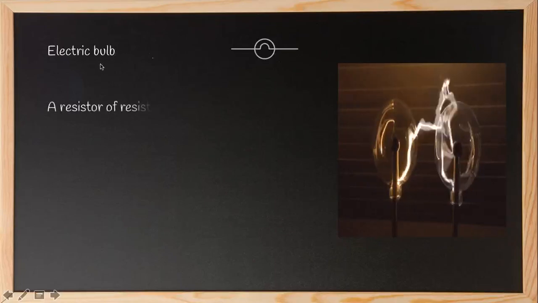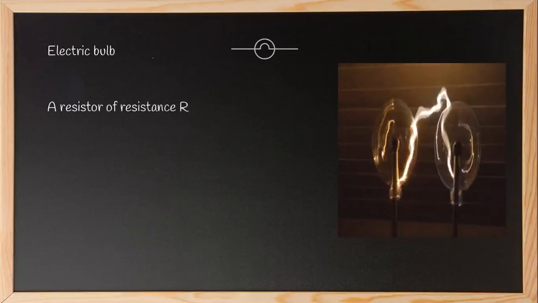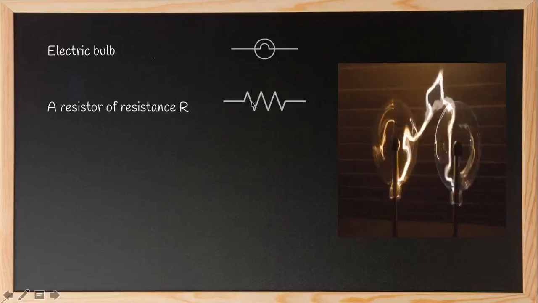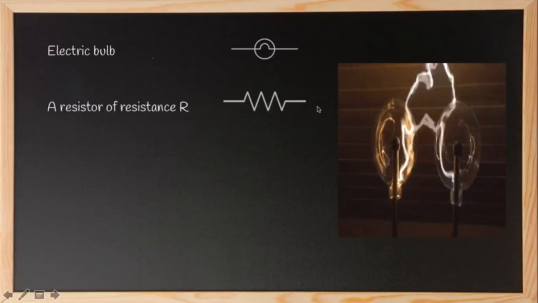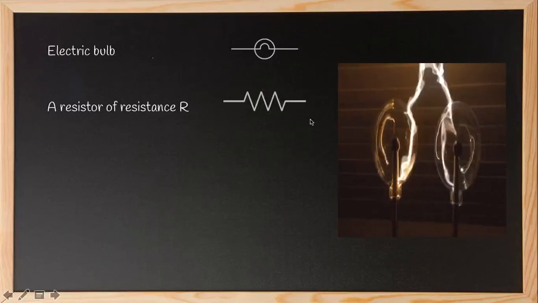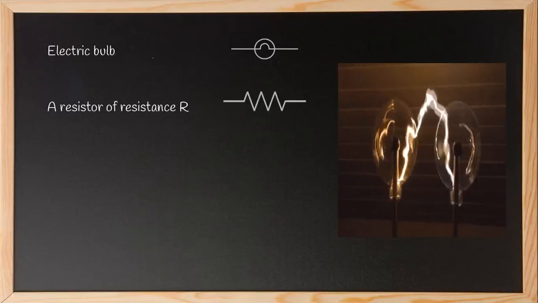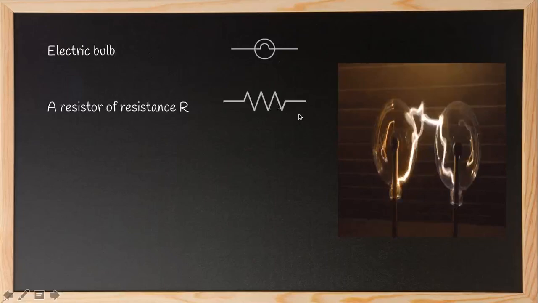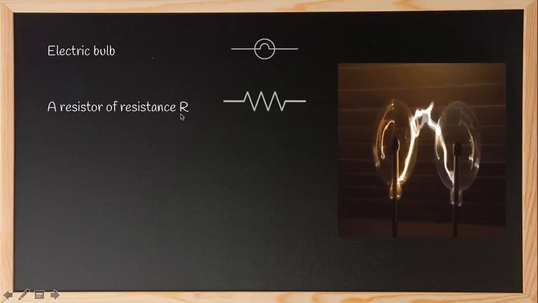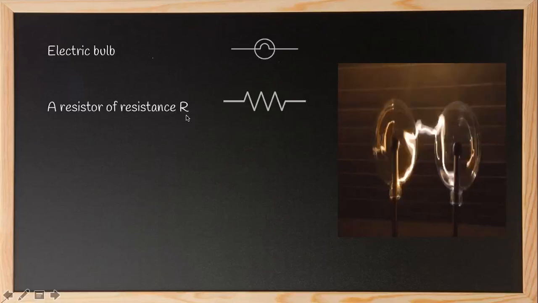And the next one is a resistor of resistance R. A resistor is represented by a zigzag line, somewhat like the heartbeat that you observe in an electrocardiogram. We also saw it previously in the electric circuit diagram. So this is a resistor represented by a zigzag line. This particular resistor has a resistance R, so it is constant throughout.